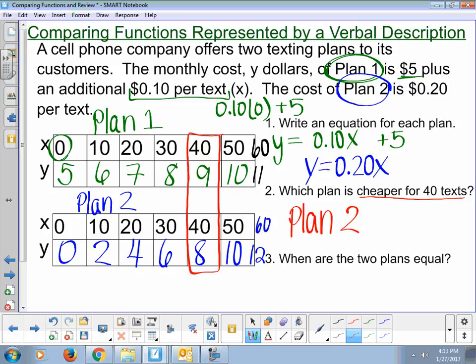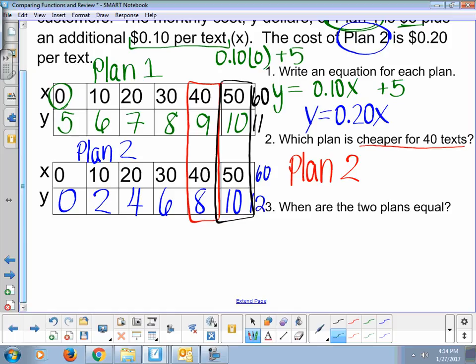When are the two plans equal? At 50 text messages, they both cost $10. If you send more than 50 text messages, Plan 1 is going to be cheaper. If you send less than 50 text messages, Plan 2 would be cheaper.